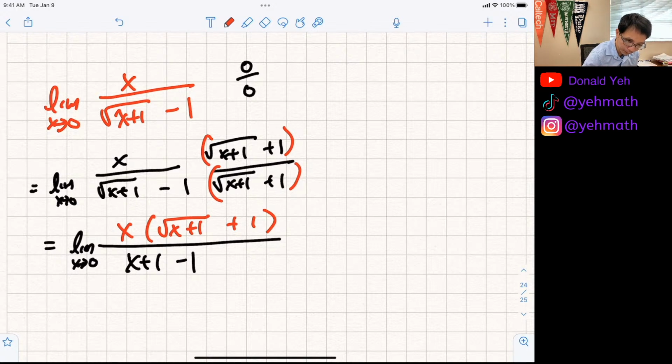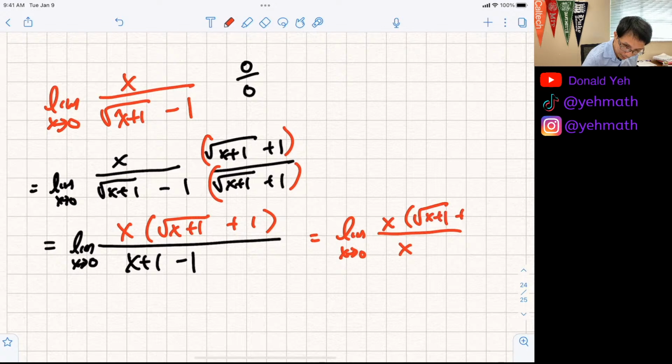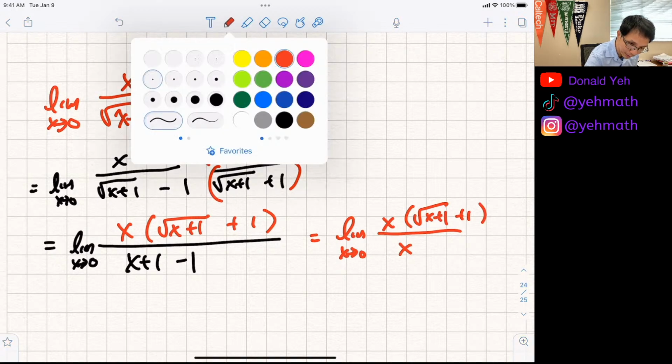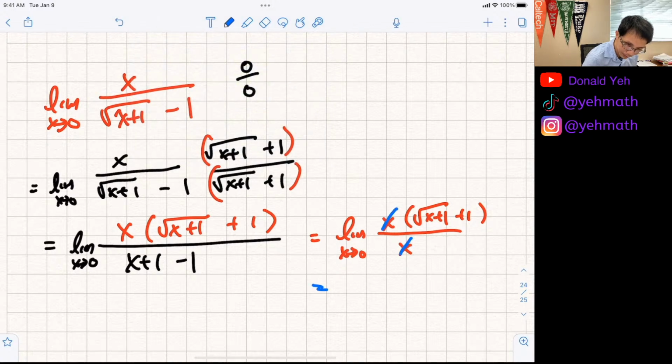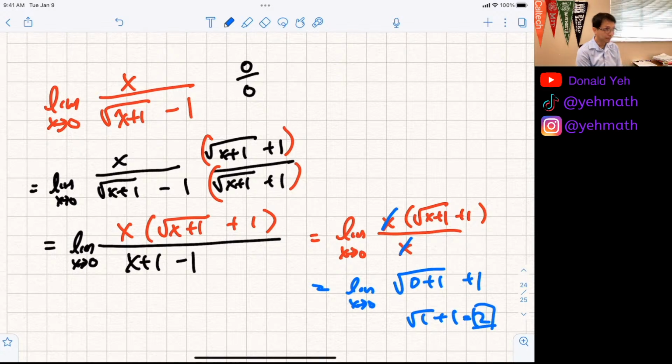That's going to be the limit as x approaches 0 of x over x times square root of x plus 1 plus 1. So it becomes something that you can cancel. Do you see that? If you cancel, what happened? It's going to be square root of 0 plus 1, plus 1. So it'll be square root of 1 plus 1. So it's equal to 2. So the whole goal is to cancel that x on the bottom.